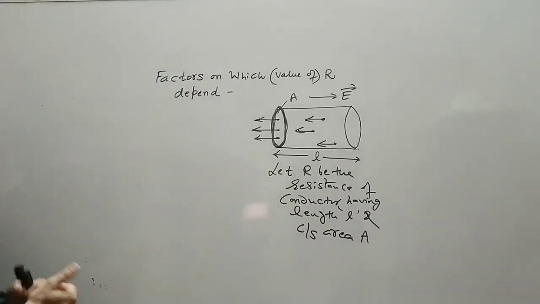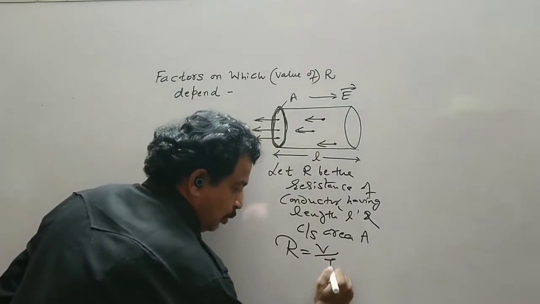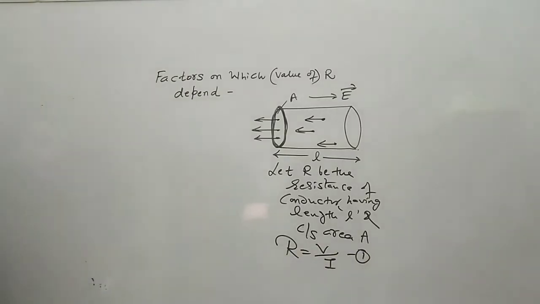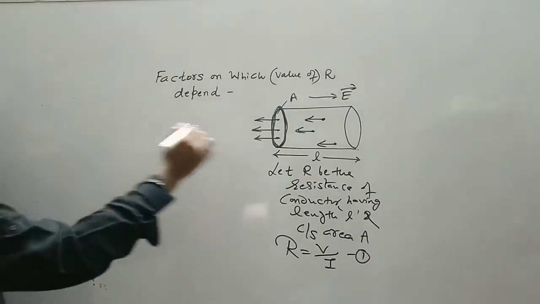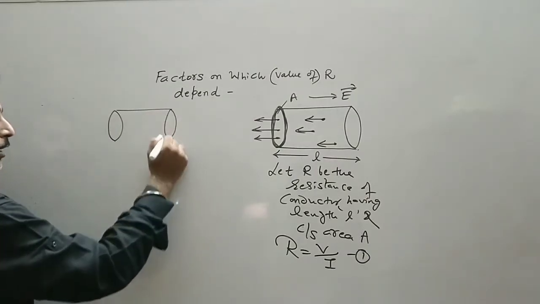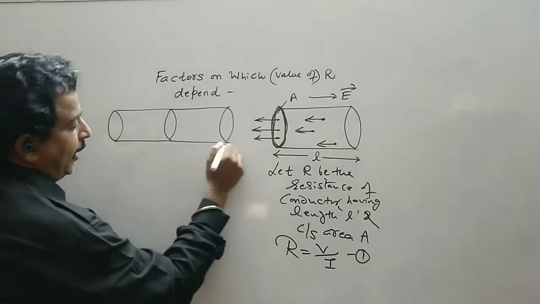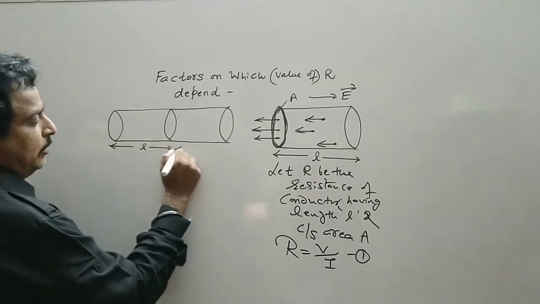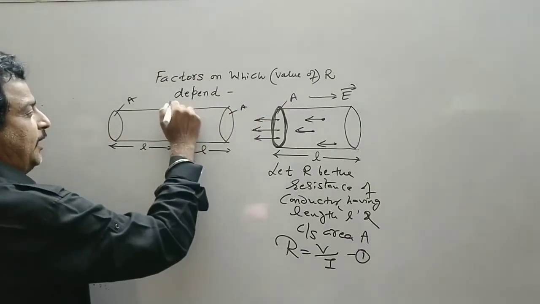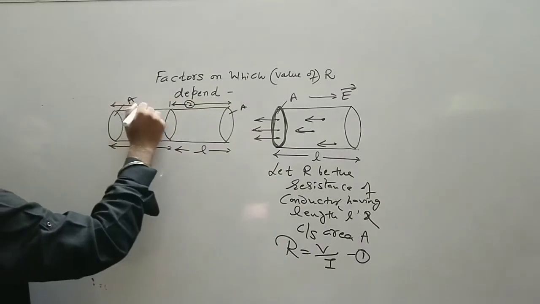Now let us say that the resistance R is equal to V upon I, where V is the potential difference of the battery and I is the current flowing through it. Now suppose we take 2 identical conductors and connect them in a line. So this is L, this is L. The cross-sectional area is the same. This portion is one cross-section, say cross-section number 2, and this is cross-section number 1.